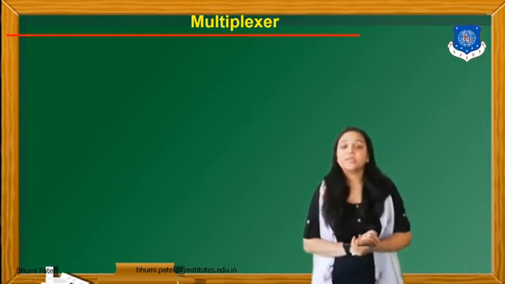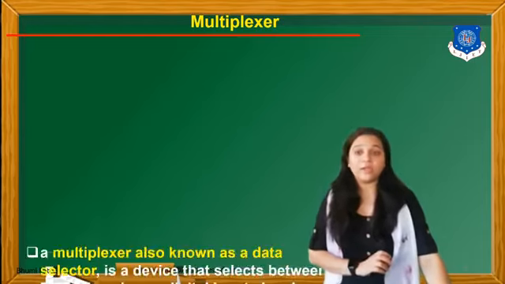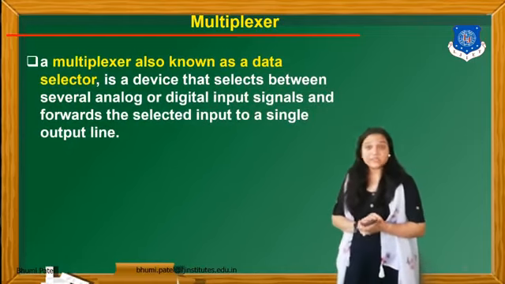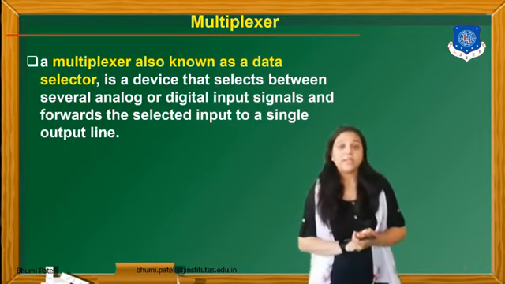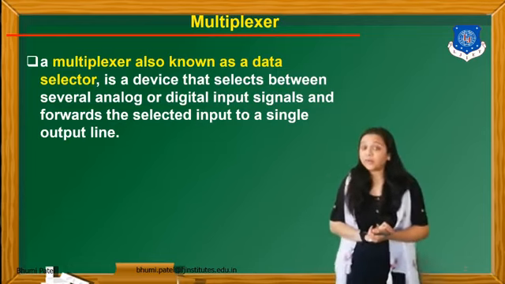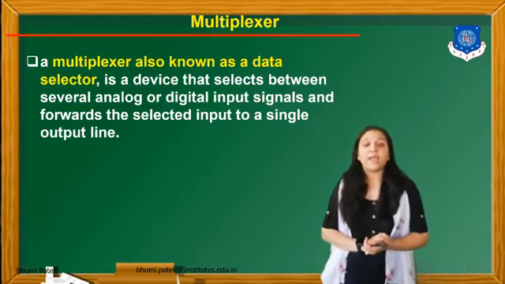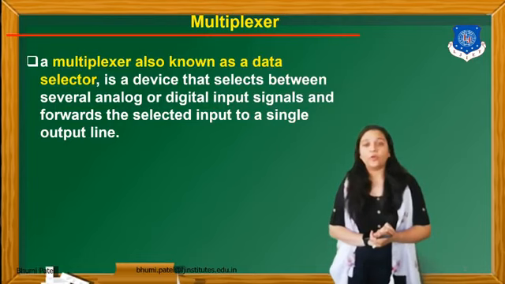Now today we will study the multiplexer. So first of all, what is the multiplexer? A multiplexer, also known as the data selector, is a device that selects between several analog or digital input signals and forwards the selected input to a single output line.